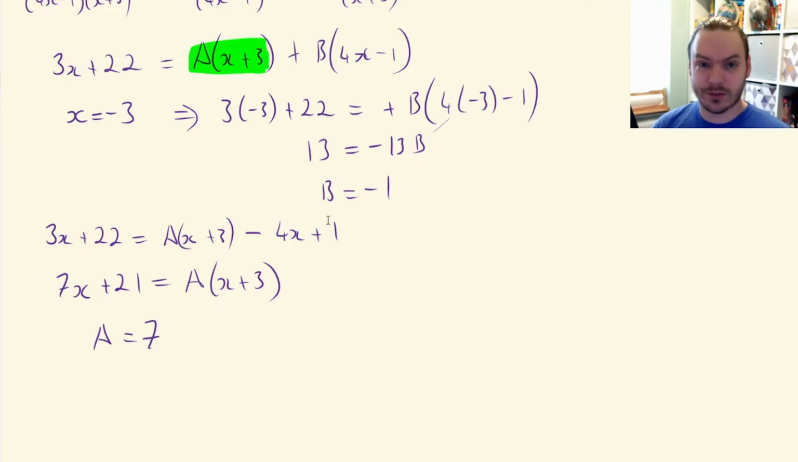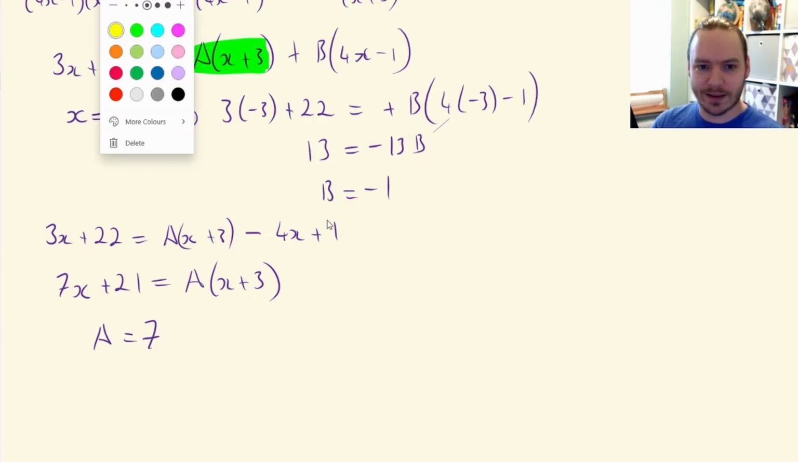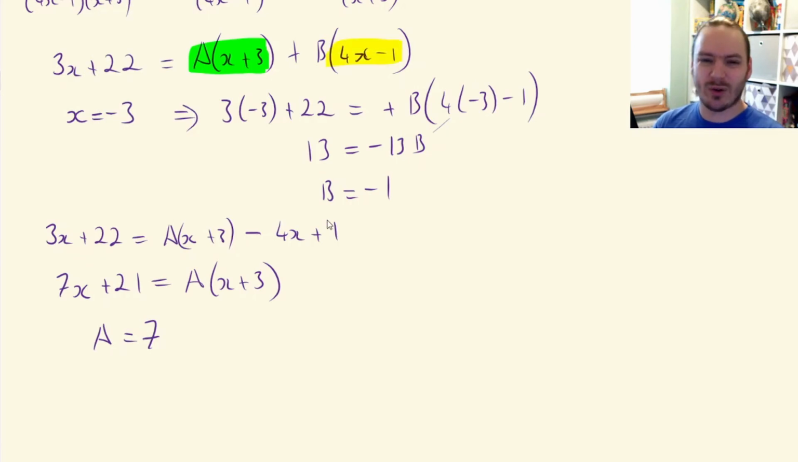Sometimes it's more efficient to do a second substitution, but I didn't do that largely because the bracket next to B, to make this 0, I would have had to put a quarter in for x, and substituting a quarter in would have been a bit more fiddly than just playing around with that algebra.